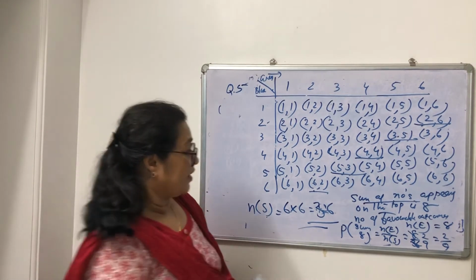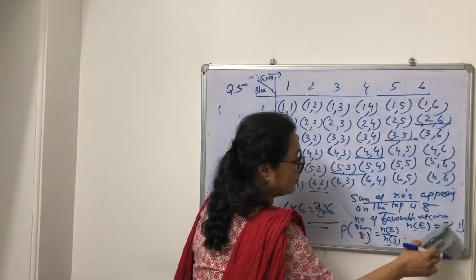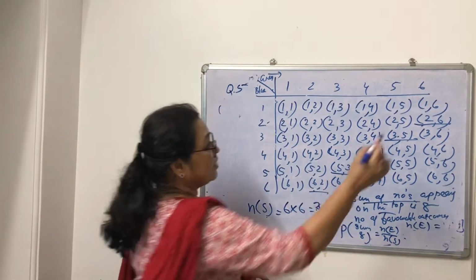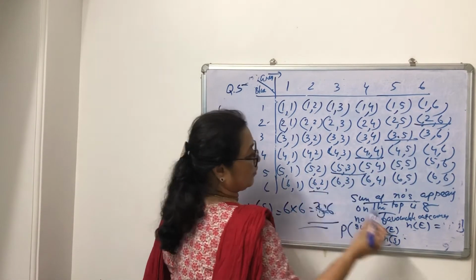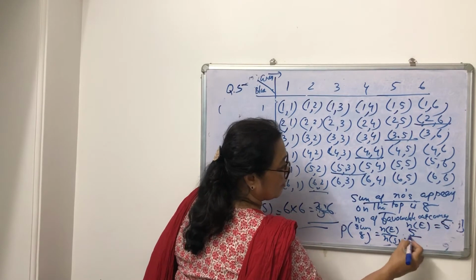So this one, NE is not 8. NE is 1, 2, 3, 4, 5. NE is 5. 5 by 36.